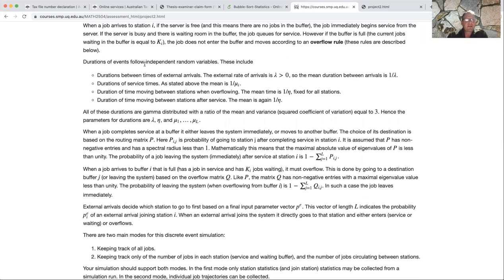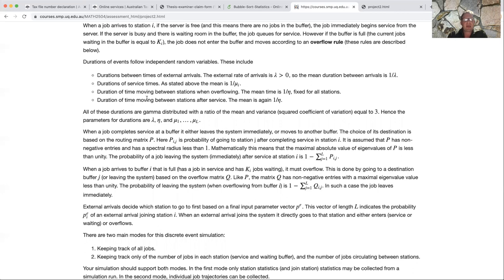Okay, the durations of events follow independent random variables. So the duration of time between external events has a mean of 1 on lambda. So lambda is the arrival rate, so you get lambda arrivals per unit time. The durations of service times are 1 on mu i.